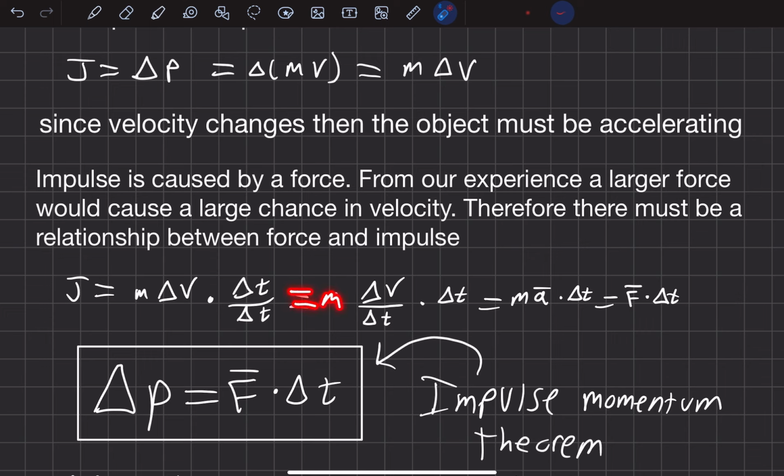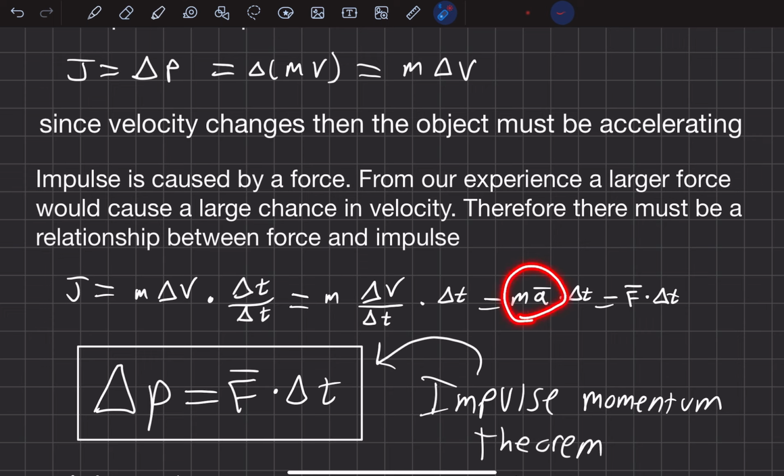So that equals mass times... Now, instead of multiplying by this fraction, let's take the bottom of this fraction and move it underneath the change in velocity. This is completely legal to do. So now we have mass times the change in velocity over time, times the change in time. Now, this change in velocity over time should look very familiar. Change in velocity over time is the average acceleration. So now we have the mass times the average acceleration times the change in time.